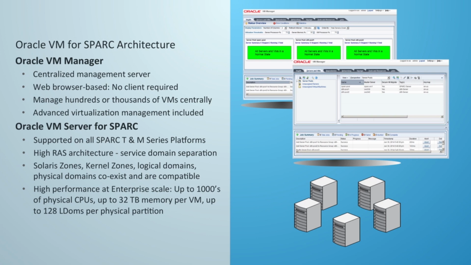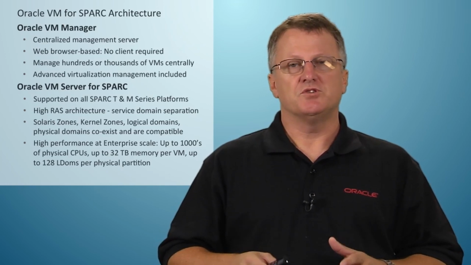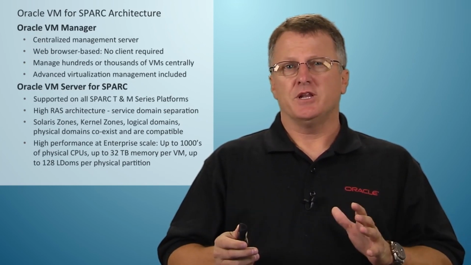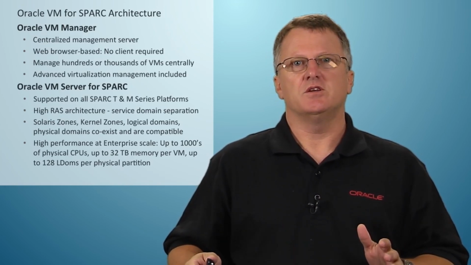The fundamental architecture is a high reliability, availability, and serviceability (RAS) design based upon a concept that we call the service domain separation architecture. There's no single point of failure within the system. Everything can be multi-pathed and redundant. We allow multiple levels of application separation to be used simultaneously on the systems. This includes Solaris zones, the newly introduced Solaris kernel zones, Oracle VM logical domains, as well as electrically isolated physical partitions on M-Series systems. All of these separation technologies can be used independently or combined.